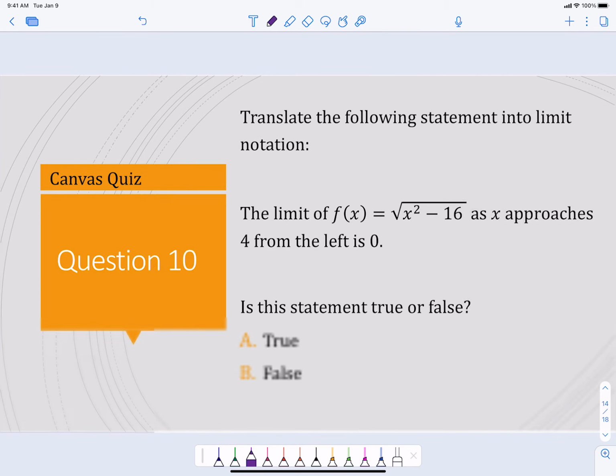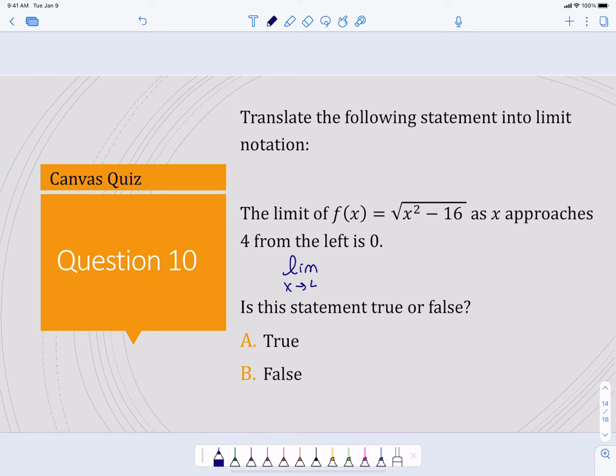So, similar kind of problem. Let's translate this statement into limit notation and then decide whether or not it's true or false. All right, hopefully you gave yourself a little bit of time to take a look at this. This is going to be the limit as x goes to 4 from the left-hand side of the square root of x squared minus 16. And our question is, is this equal to 0?